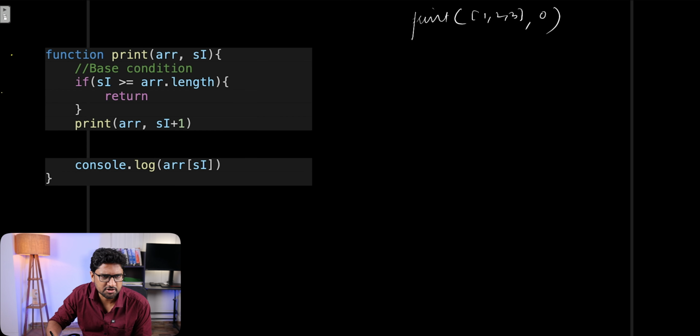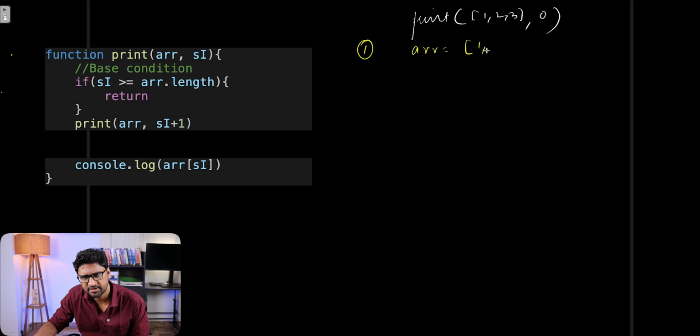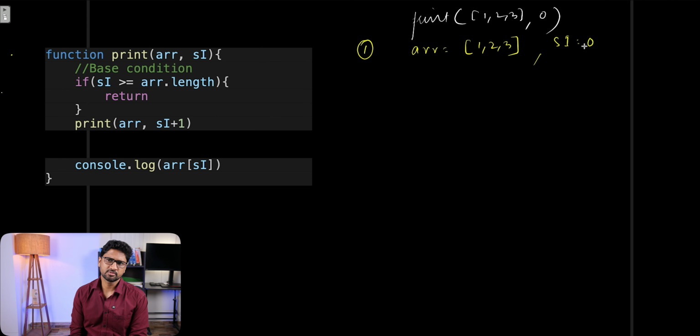So the first time the function is called, what is the value of array? The value of array is 1, 2, 3. What is the value of starting index? The value of the starting index is 0.